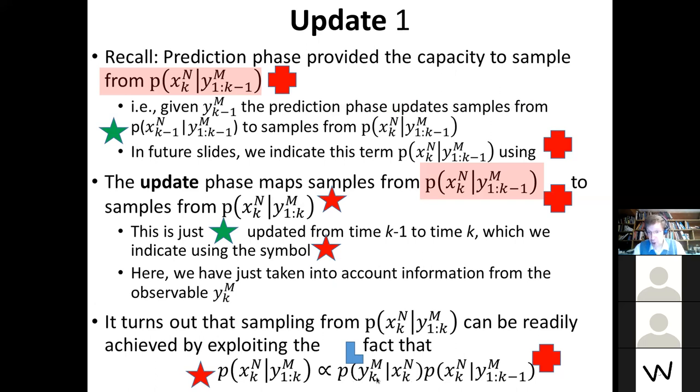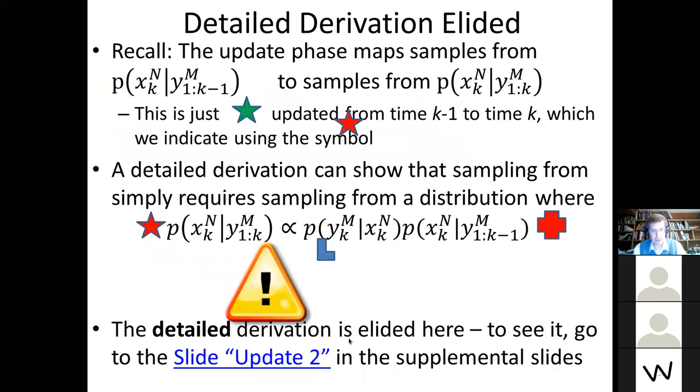The probability of observing something given the state is called, begins with an L. Likelihood function? Likelihood. This is our likelihood function. This is our likelihood. It turns out that the red star, the thing we want to get to, is the thing we had at the cusp, having advanced it, times this likelihood function.